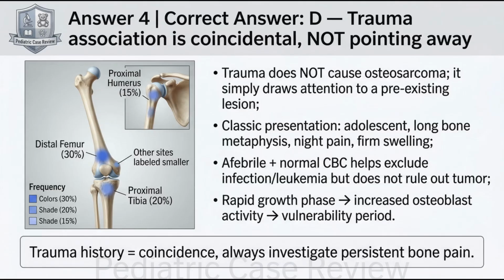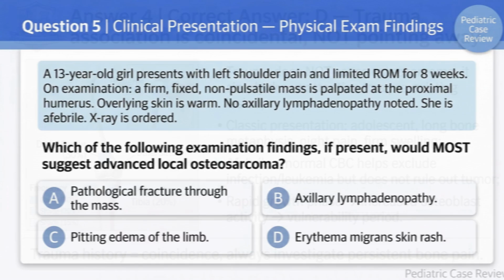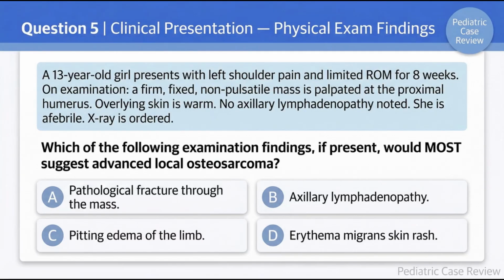The key clinical pearl is a trauma history is coincidental, and persistent bone pain must always be investigated regardless of any preceding injury. Question 5. Clinical presentation, physical examination findings.